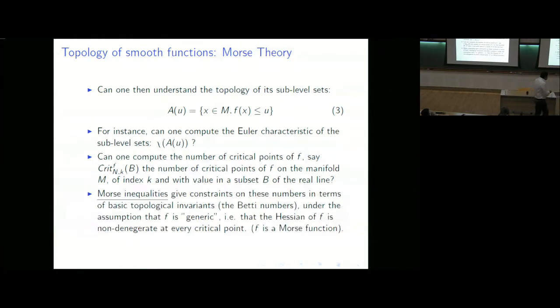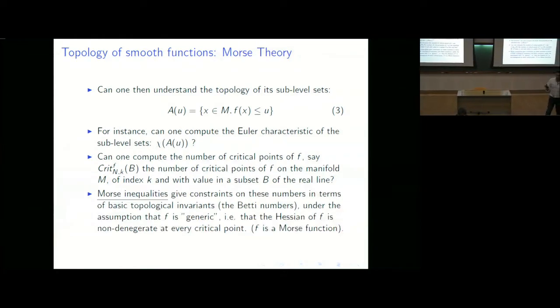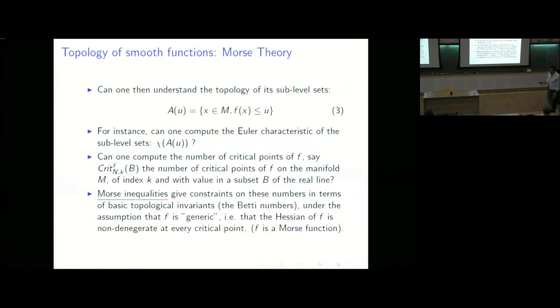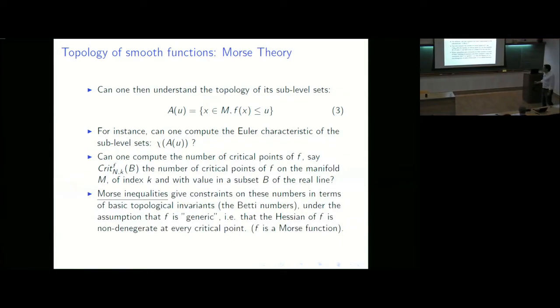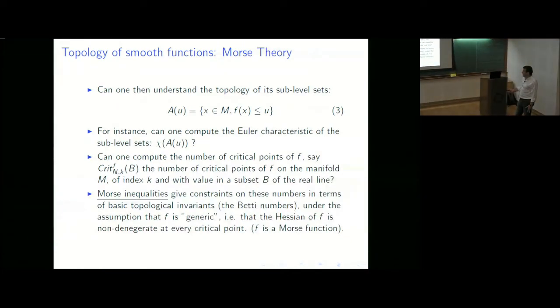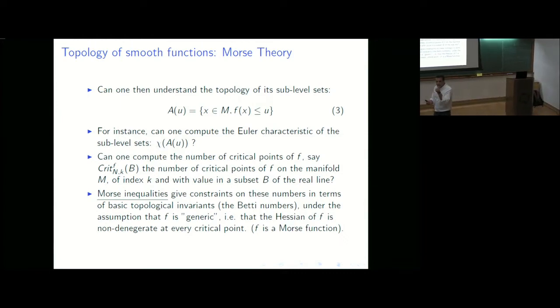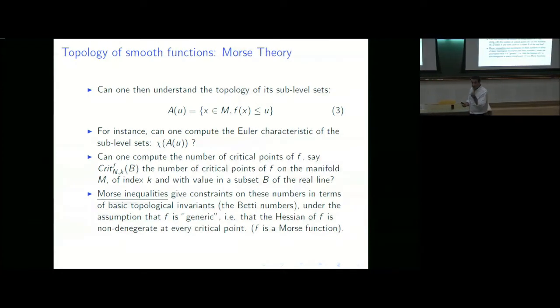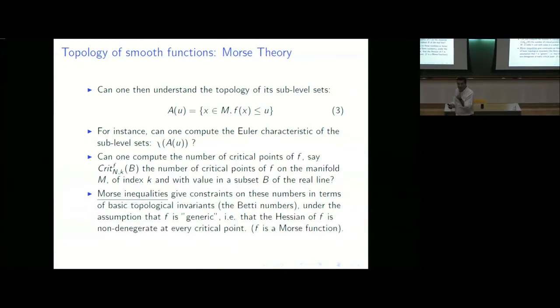So this gives in four lines Morse theory. Okay, so of course very vaguely. Morse theory gives you constraints on these numbers, the number of critical points, in terms of the basic topological invariants, the Betti numbers, under the assumption that f is generic. Generic is usually called a Morse function, which means that the Hessian of f is non-degenerate at every critical point. So that's the nice functions for which you can understand things easily. That's the functions which are such that every critical point has a non-degenerate Hessian. So the Hessian never has a 0 eigenvalue.